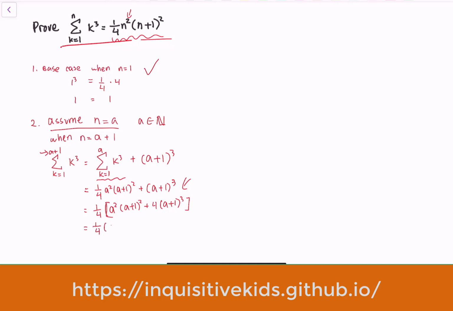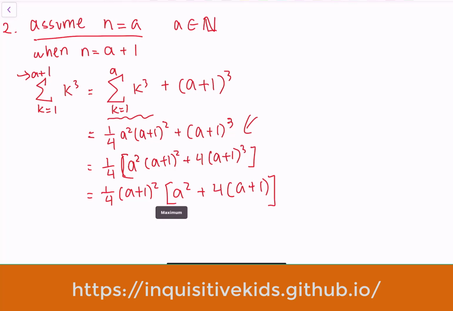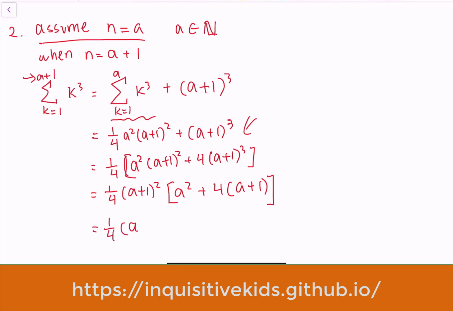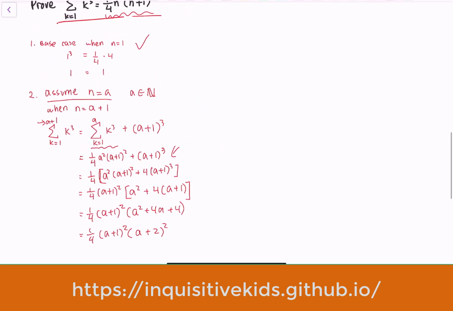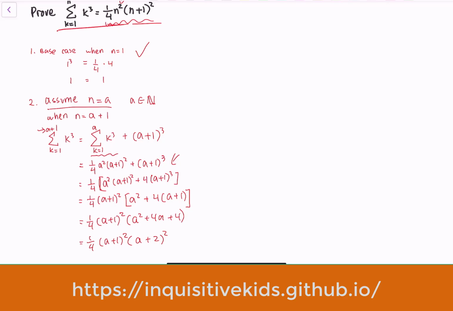We would get 1/4 times a plus 1 squared times the quantity a squared plus 4 times a plus 1. We could go ahead and simplify what we have inside the square brackets. We get a squared plus 4a plus 4. This is the same thing as 1/4 times a plus 1 squared times a plus 2 squared when we factor our parentheses. Looking at this format, it is the exact same as what we have in the equation we're trying to prove. In this case, n is equal to a plus 1.